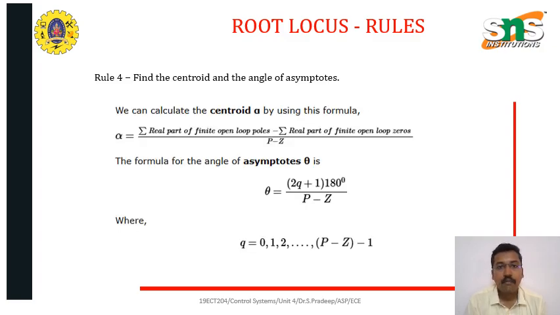Rule number 4, find the centroid and the angle of asymptotes. By using these formulas, we can find the centroid and asymptotes. The centroid is given as alpha, which is equal to the summation of real parts of finite open loop poles minus the summation of real parts of finite open loop zeros, divided by P minus Z. The formula for the angle of asymptote is theta equal to (2q plus 1) times 180 degrees divided by P minus Z.